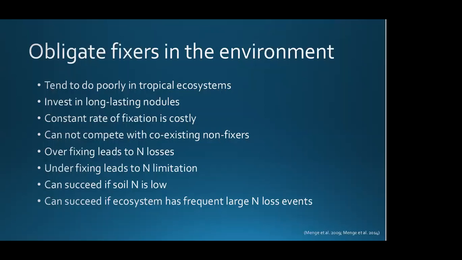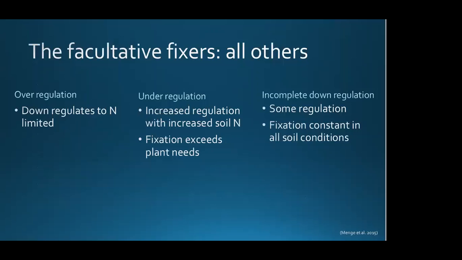to nitrogen limitation. Obligate fixers can do well in tropical ecosystems during early succession if nitrogen availability is low, but after enriching the soil via fixation and litter fall that they do themselves, they will likely be outcompeted by non-fixers. So obligate fixers are most successful in environments that have large nitrogen losses frequently.